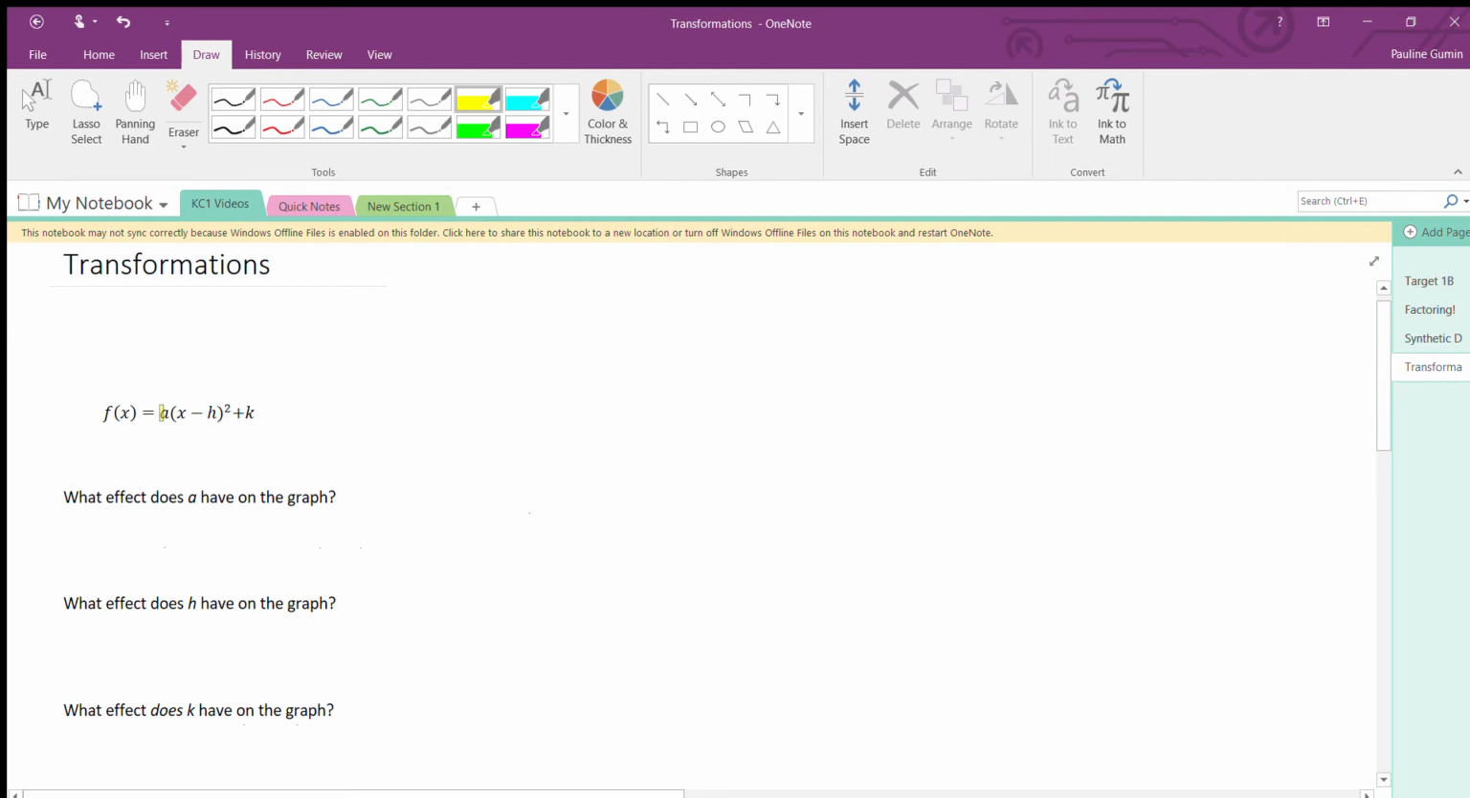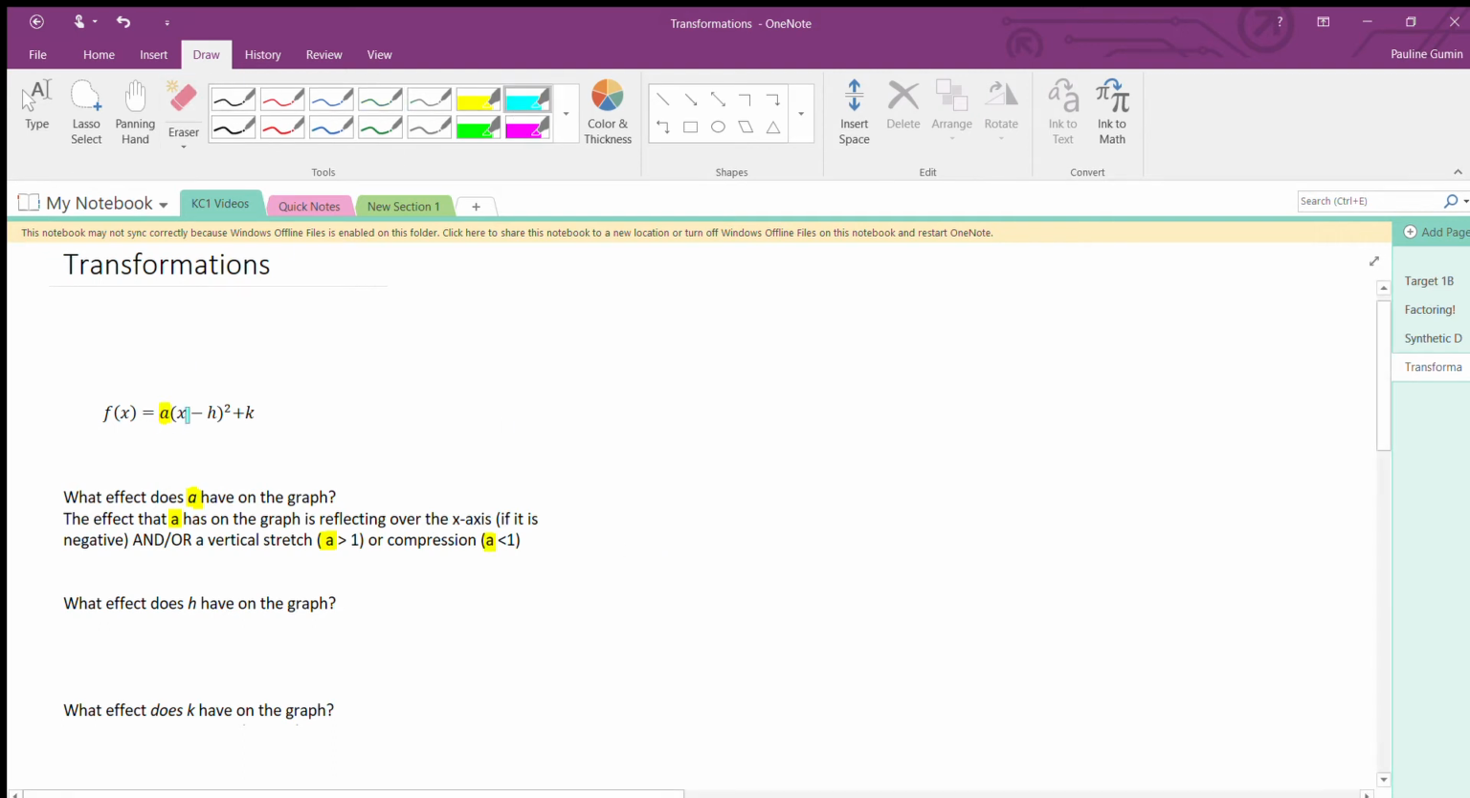The first thing that you see here that is a variable is a. A is usually going to appear in the form of a positive or negative number or fraction. Let's see what effect it has on the graph. The effect that a has on the graph is reflecting it over the x-axis if it's a negative number. Could be both, could be one or the other. It's a vertical stretch that happens only if a is greater than 1, or a vertical compression that happens when a is less than 1.